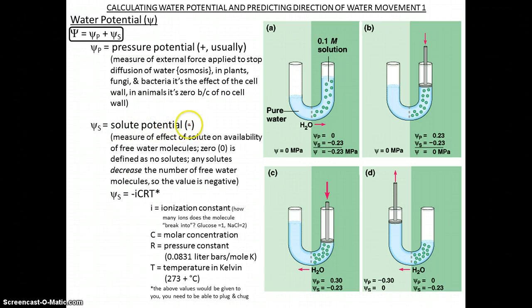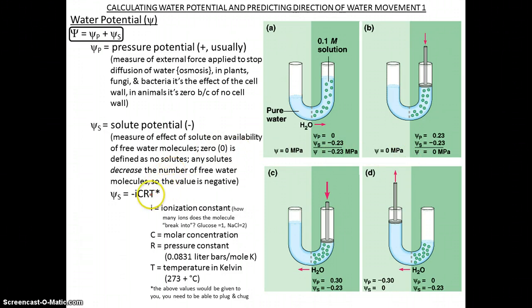Notice it's negative because it decreases the water potential as you have more solutes, because it decreases the availability of free water molecules. And so any solutes decrease the number of free water molecules. So here, if you see in the picture, you have solutes, and here it has a negative 0.23. And then when you add these two, in this case, it's a 0 water potential.